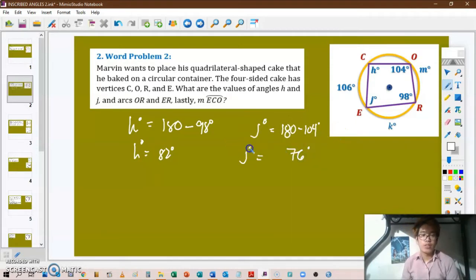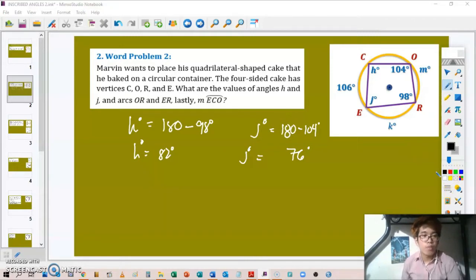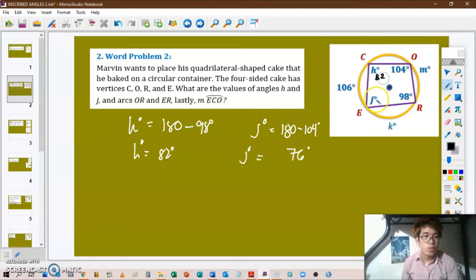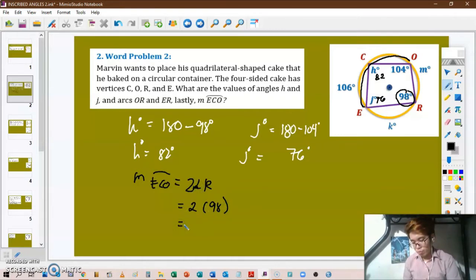So we got our two values here. Let's mark those: we have 82, and this one is 76. To get the measurement of arc ECO, we need to multiply angle R by 2. So that's 2 times 98, the measure of angle R. That's 98 times 2, which is 196, the measurement of arc ECO.